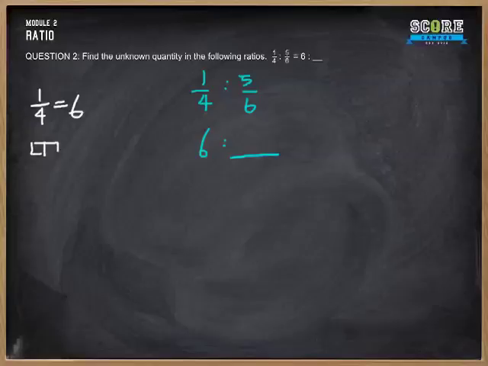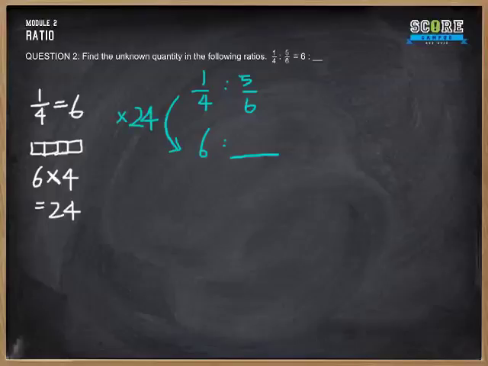Okay, 1/4 is represented by one box. So if 1/4 equals to 6, 4 boxes, which is equal to 4/4, is 4 times 6, or 6 times 4, which is equal to 24. So that is the relationship between 1/4 and 6. If you take 1/4 and you multiply it by 24, you get 6. So if you do that on the left side, you've got to do it on the other side as well. So take 5 over 6 and multiply it by 24.